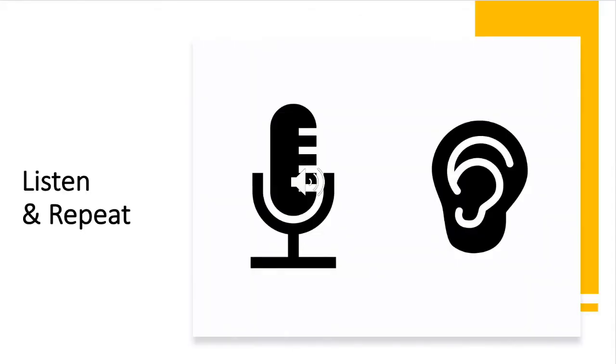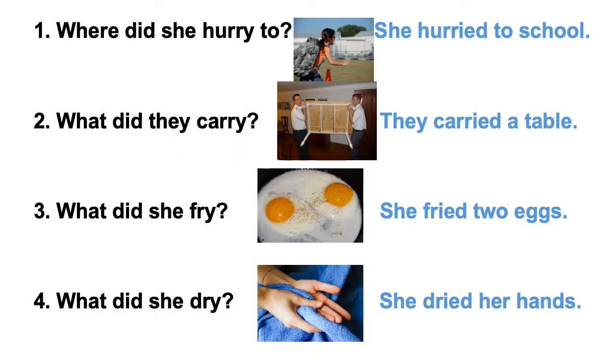Listen and repeat. Where did she hurry to? She hurried to school. What did they carry? They carried a table. What did she fry? She fried 2 eggs. What did she dry? She dried her hands.